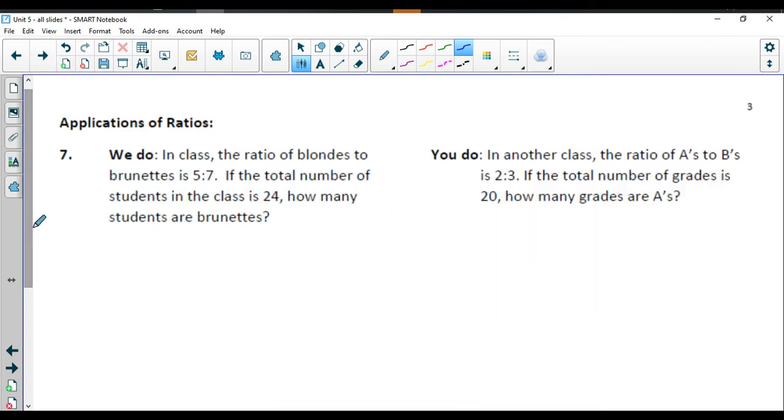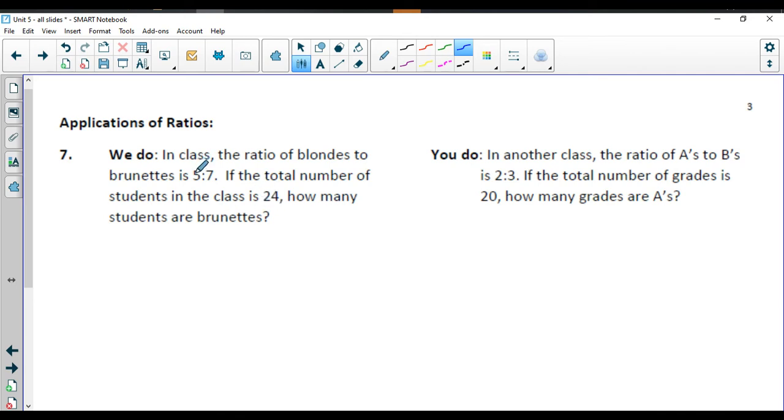Flip it on over to page number 3. We're going to do some applications here. We're going to do a we do problem, and then I'm going to have you try the you do problem. So pay attention to the we do because the you do kind of copies it just with some different numbers. So applications of ratios. Remember, ratios are just comparisons. They're fractions. In class, the ratio of blondes to brunettes is 5 to 7. If the total number of students in the class is 24, how many students are brunettes?